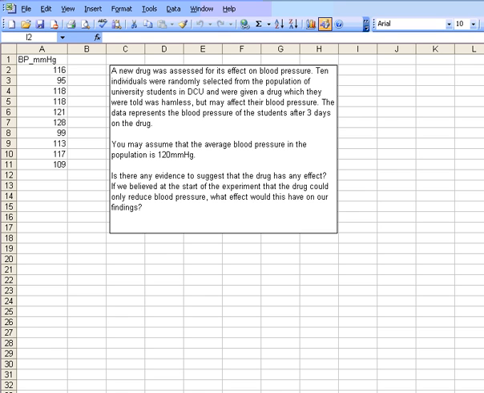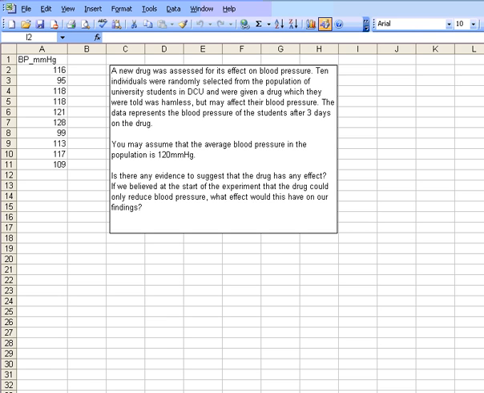I'd like to discuss now about choosing a particular kind of t-test. There are three kinds of t-tests that you can carry out to do comparisons. The first one is where you're comparing a sample to a standard.